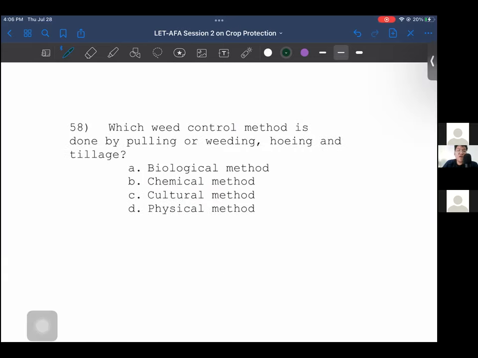Okay, so number 58, which weed control method is done by pulling or weeding or hoeing and tillage? So, alin sa mga ito? Biological, chemical, cultural, or physical? So, the answer for this question is letter D, which is physical method. From the term itself, pulling, weeding, hoeing, or tillage. So, yung mga yan, physical control method yung mga yan. Kapag tinatanggal mo na, you're doing it physically, not mechanically, not biologically, not chemically. You're doing it physically.